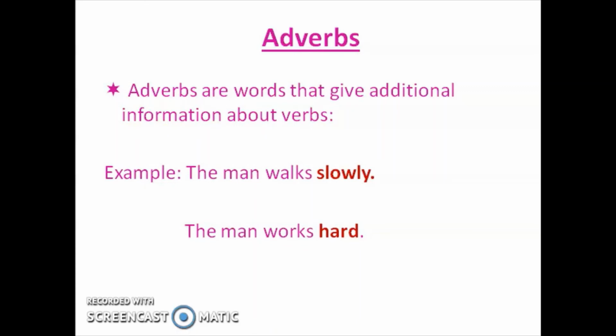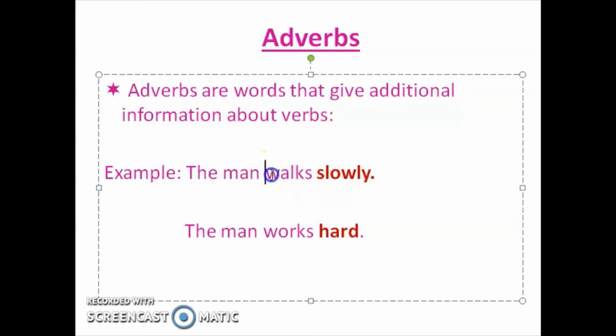Let's move on to adverbs. Adverbs are words that give additional information about verbs. "The man walks slowly." In this sentence, the verb is walks. So the word slowly, which I have bolded, tells us more about how the man walks, and hence the word slowly is an adverb.